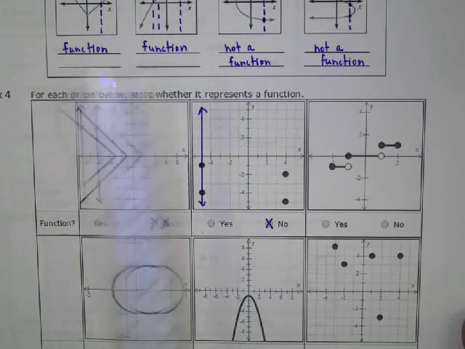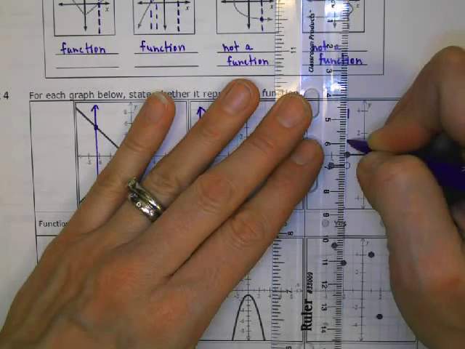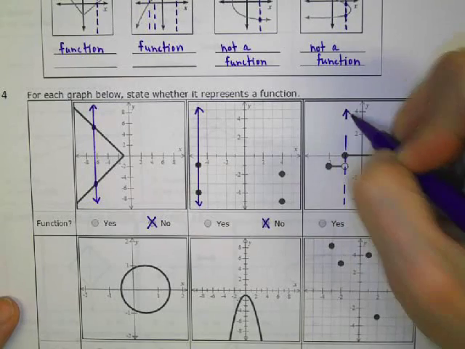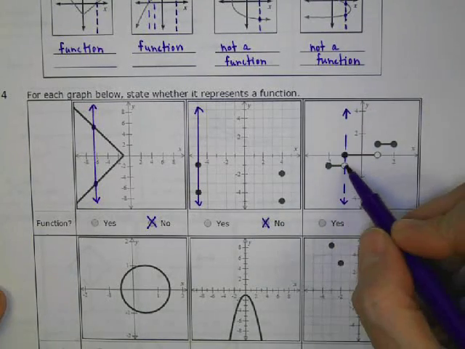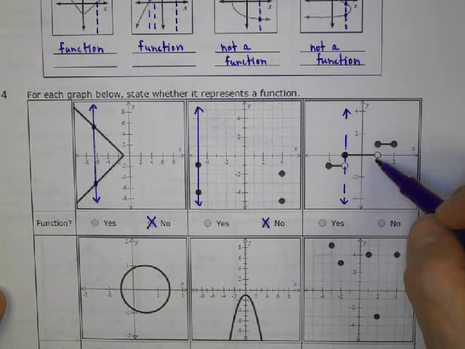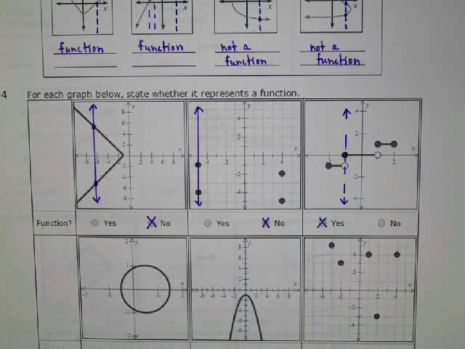Now the next one's a little tricky. It seems like if we drew our line through here, that we would be intersecting at 2 different points. However, the function is only defined here. This open circle is actually not a point on that graph, so no matter where I go, I only intersect at 1 point. So this would be a function.